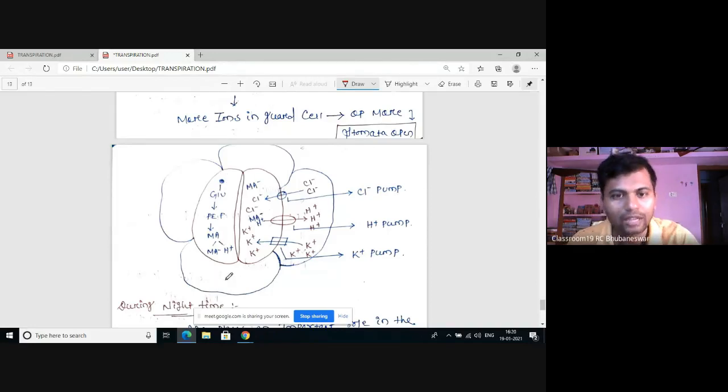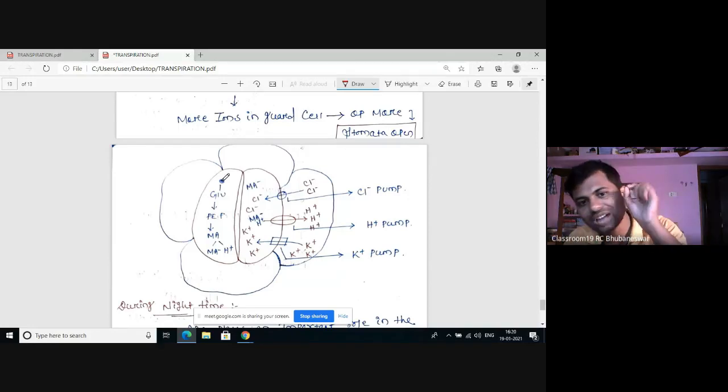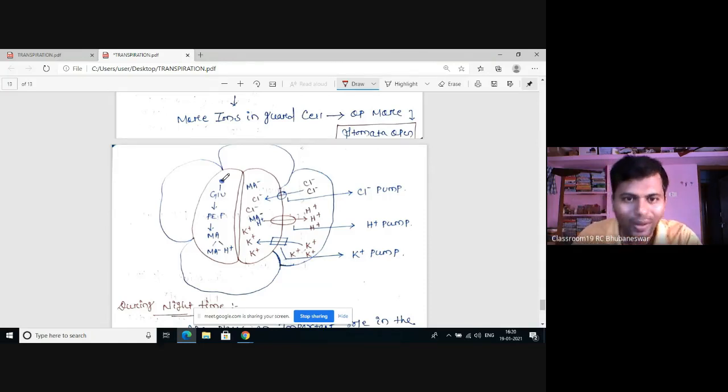In the early morning, the starch remains present. But when sunlight falls on the surface of the leaf, what happens in the daytime? The starch first breaks into glucose. The glucose is converted into phosphoenolpyruvic acid by the process of glycolysis. This phosphoenolpyruvic acid is converted into malic acid. The malic acid dissociates into malate minus and H plus.